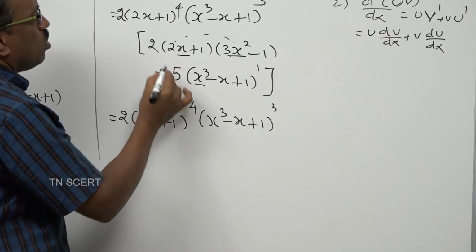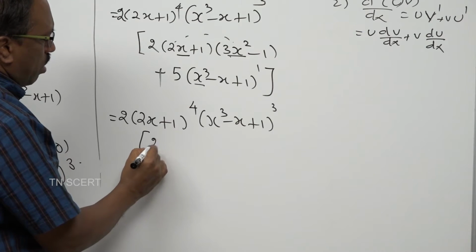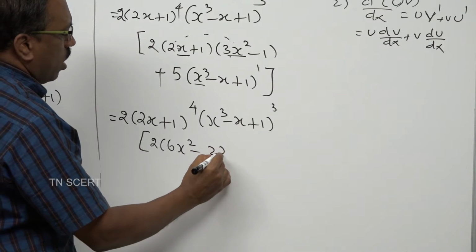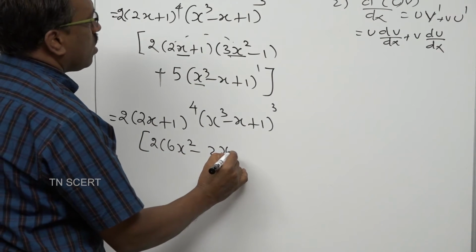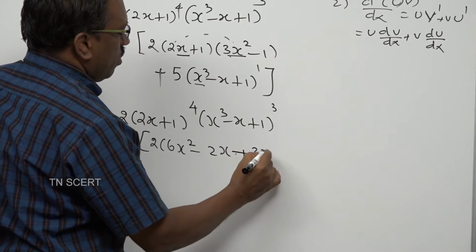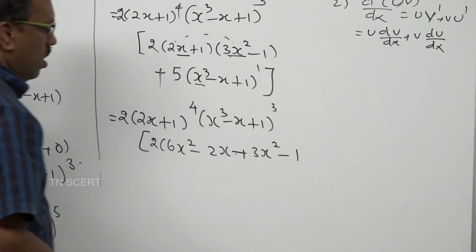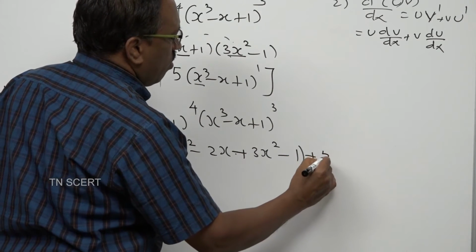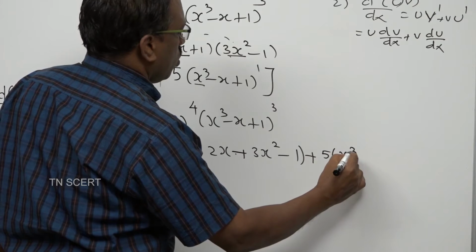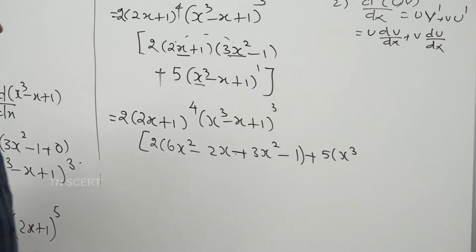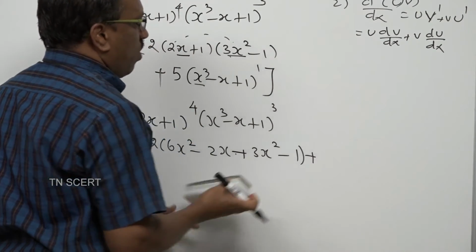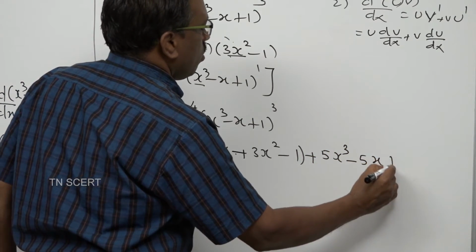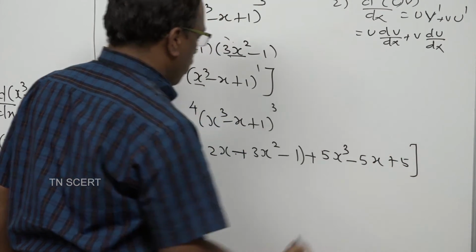So now 2x into this, nothing but 6x square. 2x into this, minus 2x, and plus 3x square. Then minus 1 bracket. Here write down 5x square, x cube. Here this part, now what is that? I take 5x cube minus 5x plus 5, and then close the bracket.